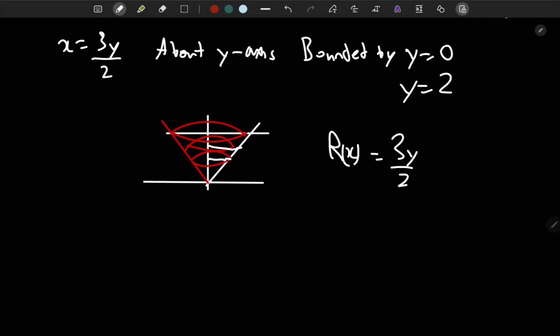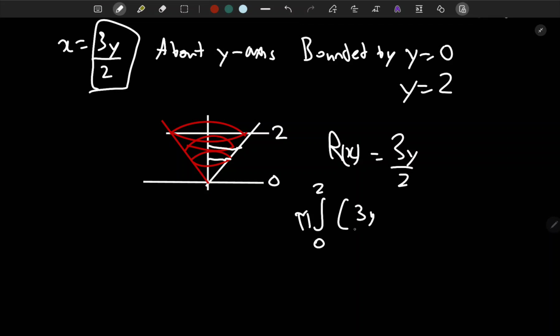And remember, when we are rotating against the y-axis, your equation also needs to be in terms of y, which we already have. So here we can just plug into the formula by integration. The limits are very important here also. So we are bounded by y is equal to 0 and y is equal to 2. So this line over here is 2 and this line is 0, and we are finding all this area over here. So the limits here are going to be 0 to 2, and then r squared here is going to be (3y over 2) squared dy this time, and then you simplify this and integrate this.